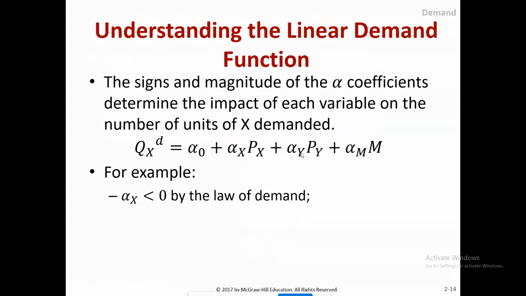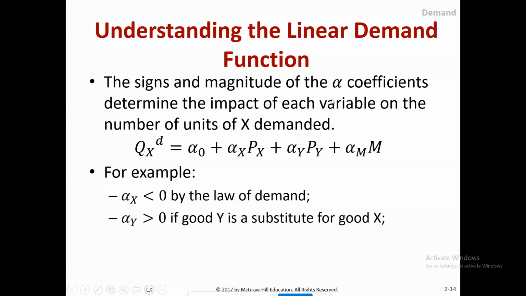Generally speaking, alpha X in front of price X is negative because of the law of demand. When the price of a product increases, people purchase less because it's more expensive. Then alpha Y depends on what type of related products.